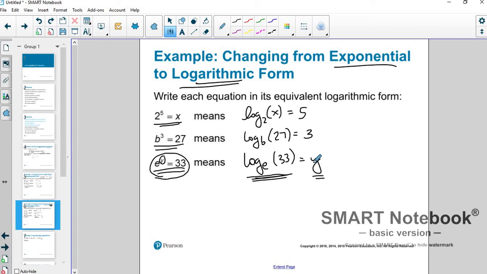So being able to jump between exponential and logarithmic forms, either direction, is an essential skill to have for this section. Okay, so you're going to have a bunch of homework problems on this. Practice, practice, practice until it just becomes second nature.